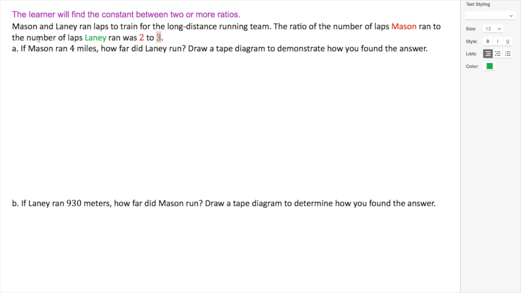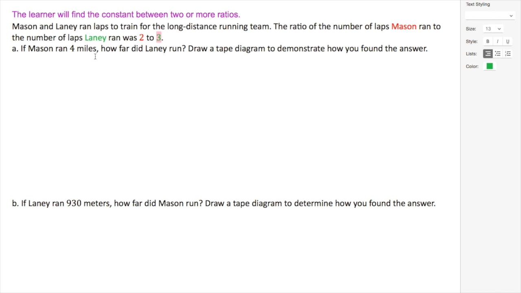Let's look at our first part of our information. Mason and Laney ran laps to train for the long distance running team. The ratio of the number of laps that Mason ran to the number of laps that Laney ran was 2 to 3. Notice that Mason is in red and the number 2 is in red. That's because Mason comes before Laney, which means the number 2 comes before the number 3. 2 goes with Mason, 3 goes with Laney.